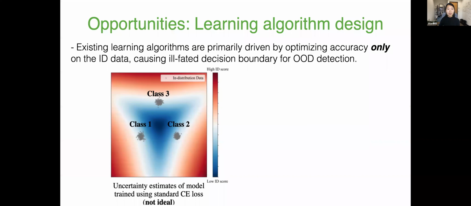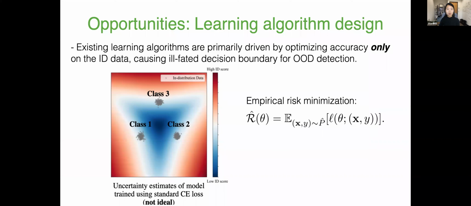And so far, I have talked quite a bit about post-hoc methods. However, in my opinion, they're insufficient to fundamentally mitigate this problem. In my view, mitigating this OOD risk really requires us to rethink how we design machine learning algorithms. And to explain what I mean, let's revisit this example. So this is a model trained using ERM on the in-distribution data. And so the decision boundary is pretty good for classification, but problematic for OOD detection purposes.